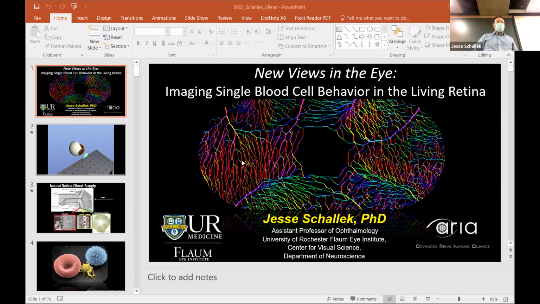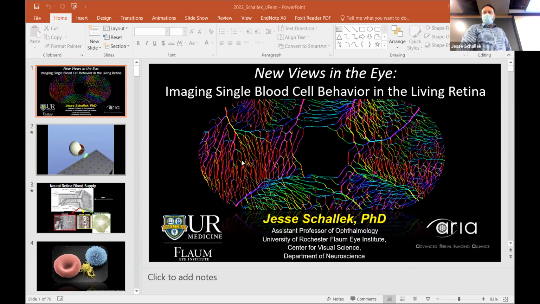And the central tenet of what it is that we're after is turning a tool that was once an anatomical tool to understand the anatomy and mosaics of photoreceptors. This is adaptive optics technology. To turn that tool into something that could be more quantitative and understand the structural and functional perfusion of the back of the living eye.